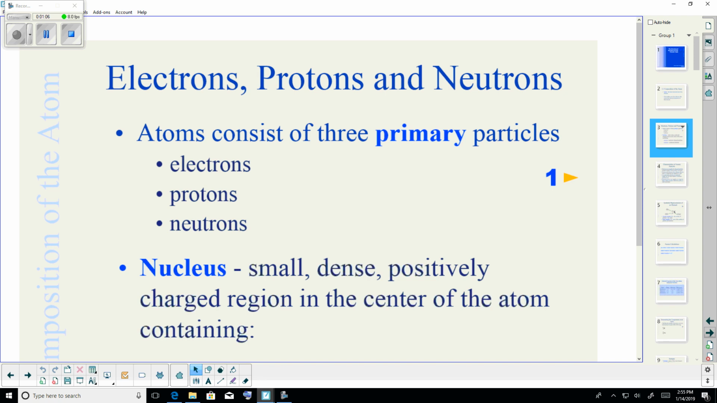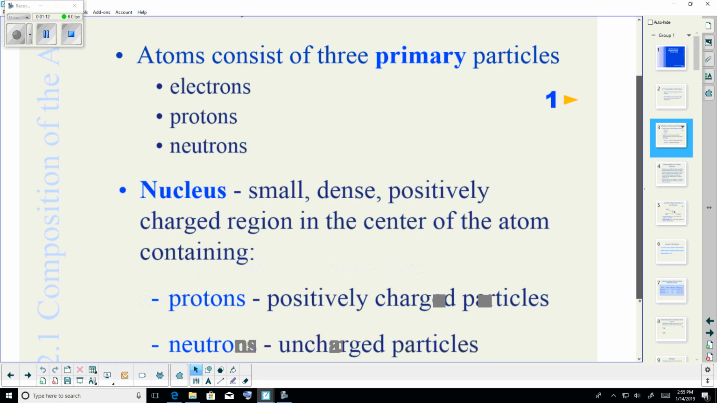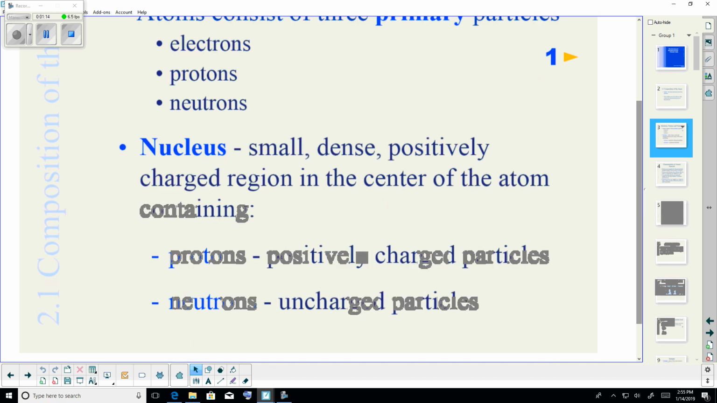The nucleus is a small, dense, positively charged region in the center of an atom. The nucleus contains protons, which are positively charged particles, and neutrons, which are uncharged particles. Protons, P, positive.